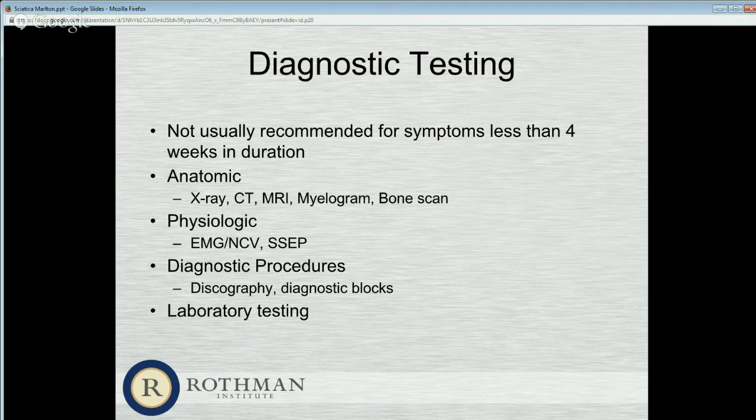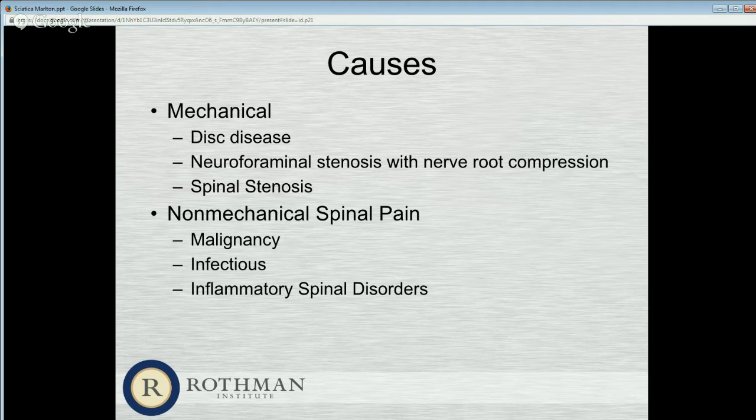Now, what are the different causes for sciatica? Well, there's mechanical and non-mechanical pain. Mechanical pain is any type of structure that is being squeezed by a part of the body. So mechanical pain is when a disc is herniated and it's pressing on your nerve root. That's mechanical pain. There's physical compression.